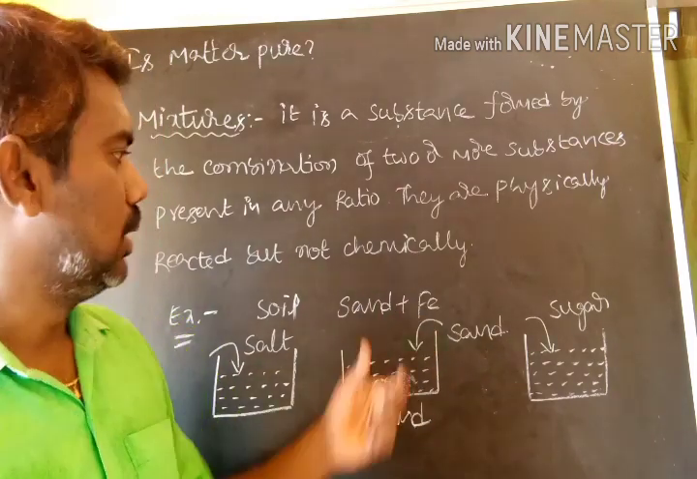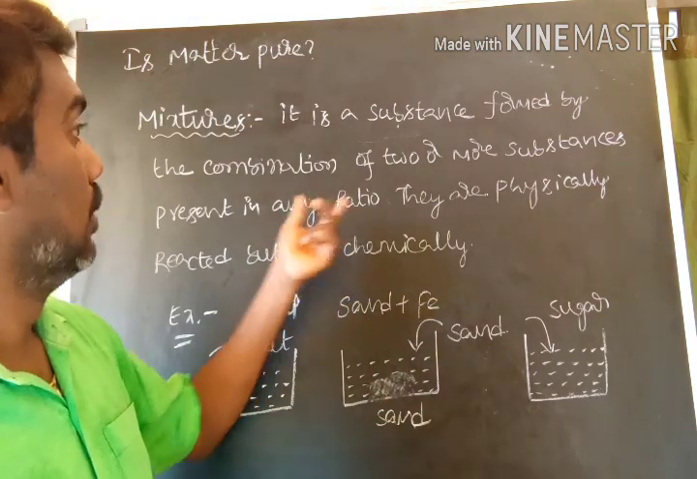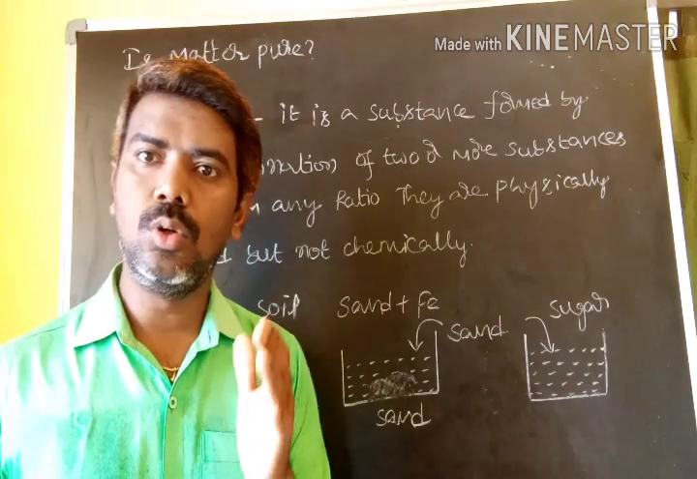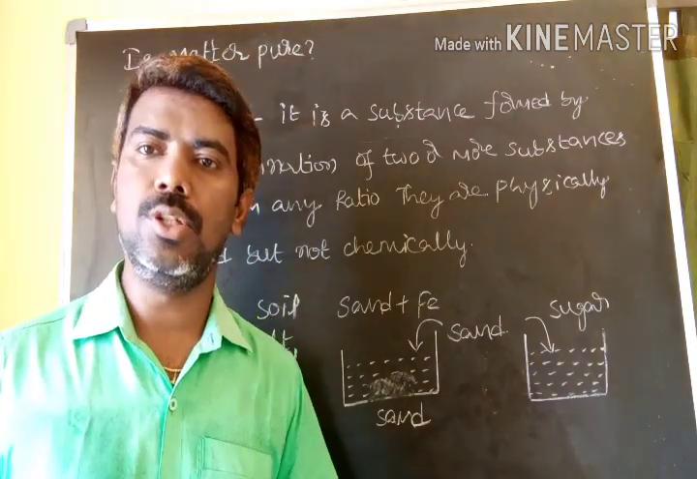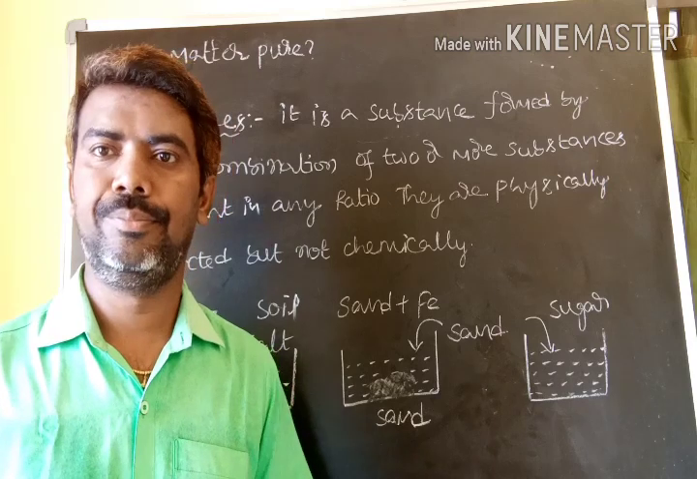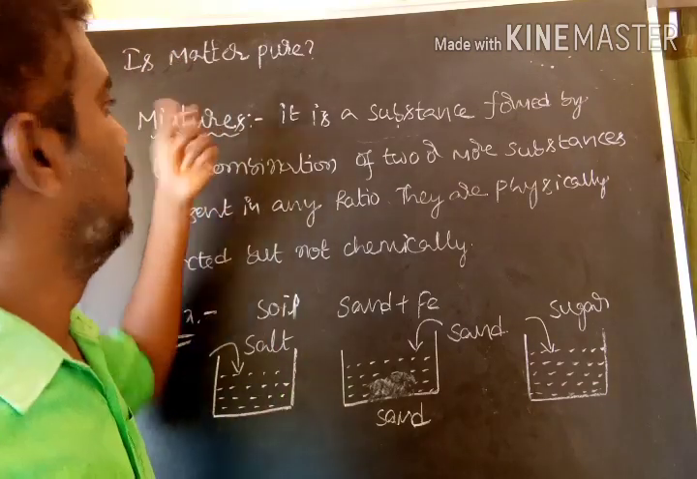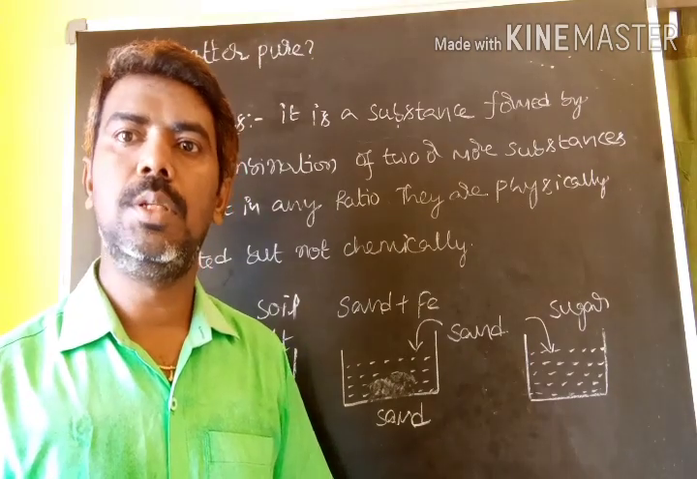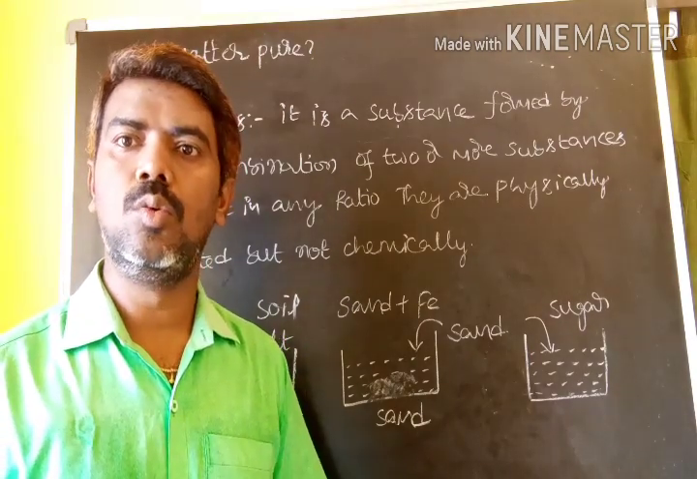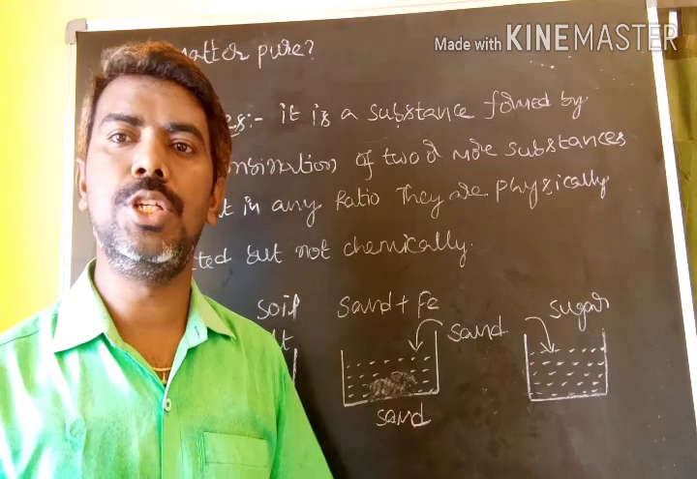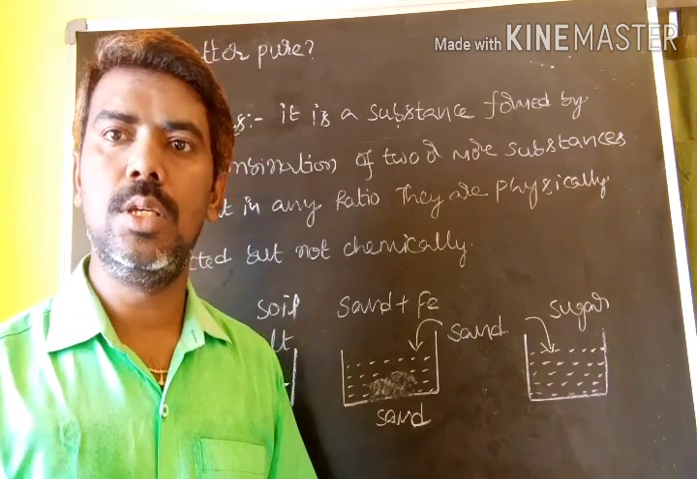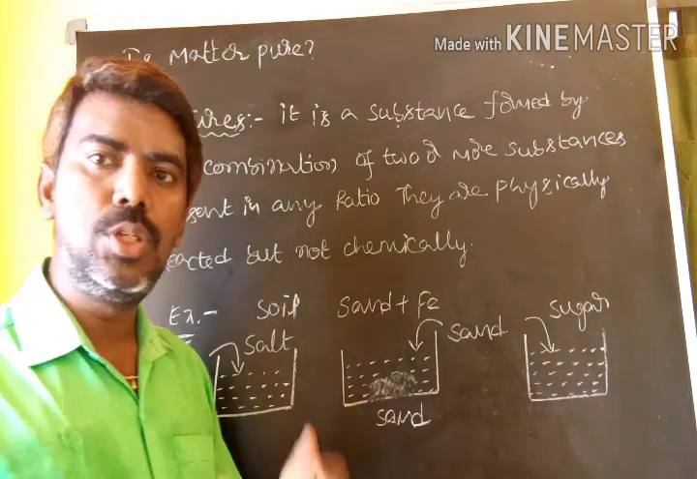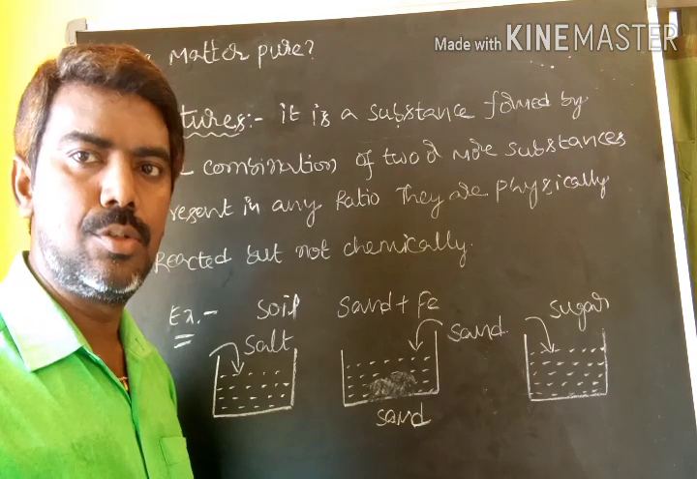That property is what we call physical contact and chemical contact. In the mixture, the two components are just in physical contact with each other, but not chemically. That's why it is called a mixture. And again, how many types of mixtures are there? Mixtures are of two types. What are they? Homogeneous mixture and heterogeneous mixture. How can we differentiate which is homogeneous and which is heterogeneous?